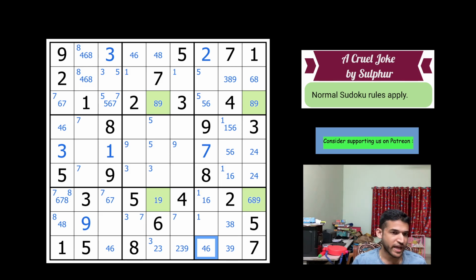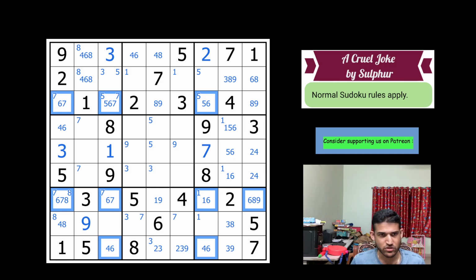Okay, so we have a finned X-wing going on at this point in the Sudoku. First, let me remove these highlighted cells. You can see that in many of the rows, 6 is occurring in patches. By patches, I mean you can see that it's occurring in 2 or 3 or 4 cells, right? So you must have guessed there is something going on with the 6s.